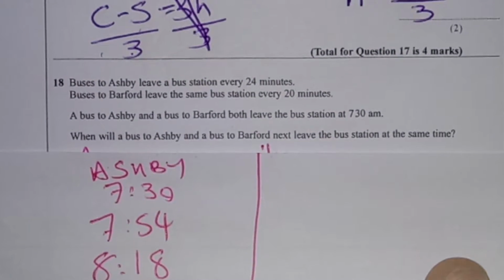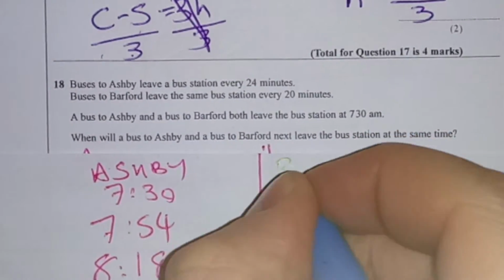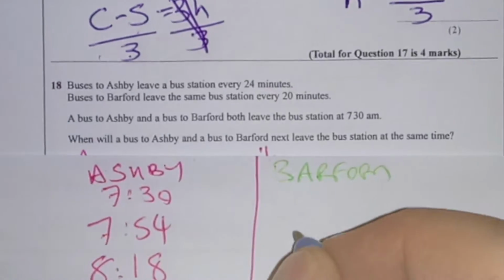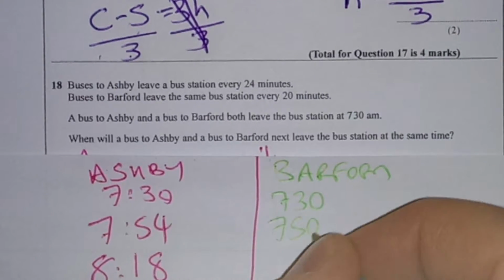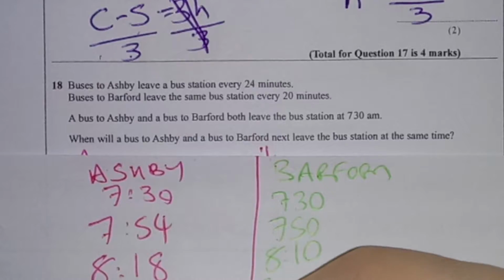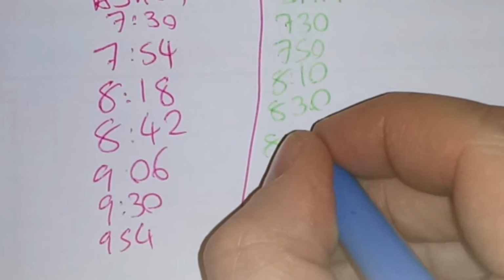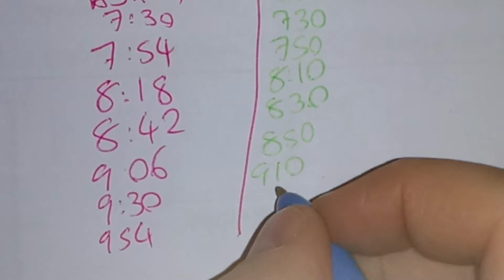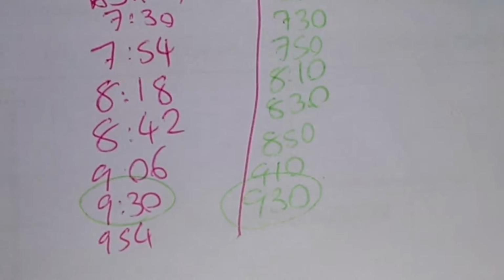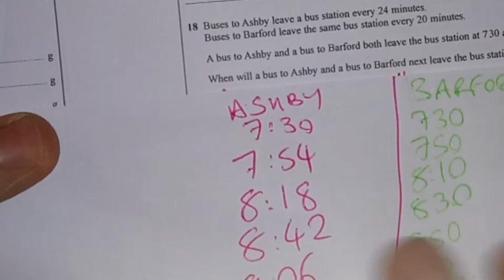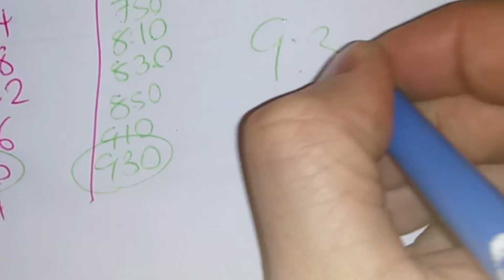Okay, then we have to do exactly the same thing for Bradford. So start at 7:30 again. Okay, 7:50, then add 20, which is 8:10, 8:30, 8:50, 9:10, 9:30. I've got 9:30 here. I've got 9:30 here. So my answer is going to be 9:30.